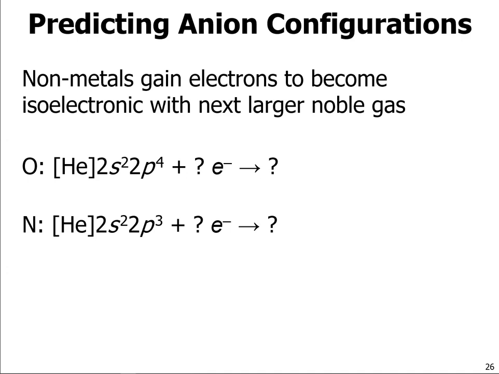So we were looking previously at metals, now looking at nonmetals. Remember, these are going to want to gain electrons. They ultimately want to become isoelectronic, or similar in how their electrons are organized, with the next largest noble gas. These have a higher electron affinity, which means they want to pull electrons towards themselves.